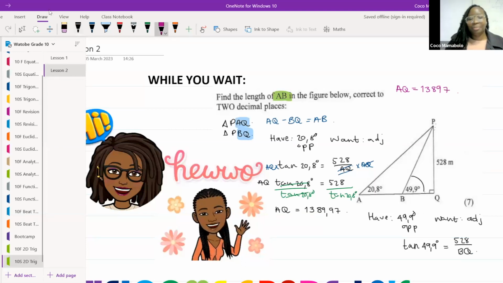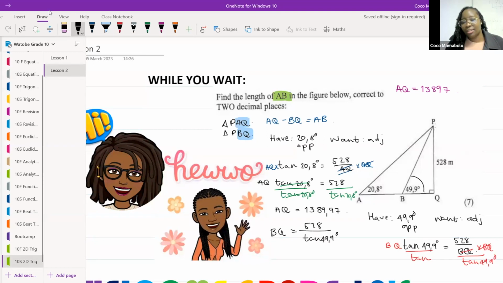And then we do the same: we take BQ over, cancel, and you want tan 49.9 on its own. So BQ is 528 divided by tangent of 49.9. How much does it give us? It gives us 410.44.